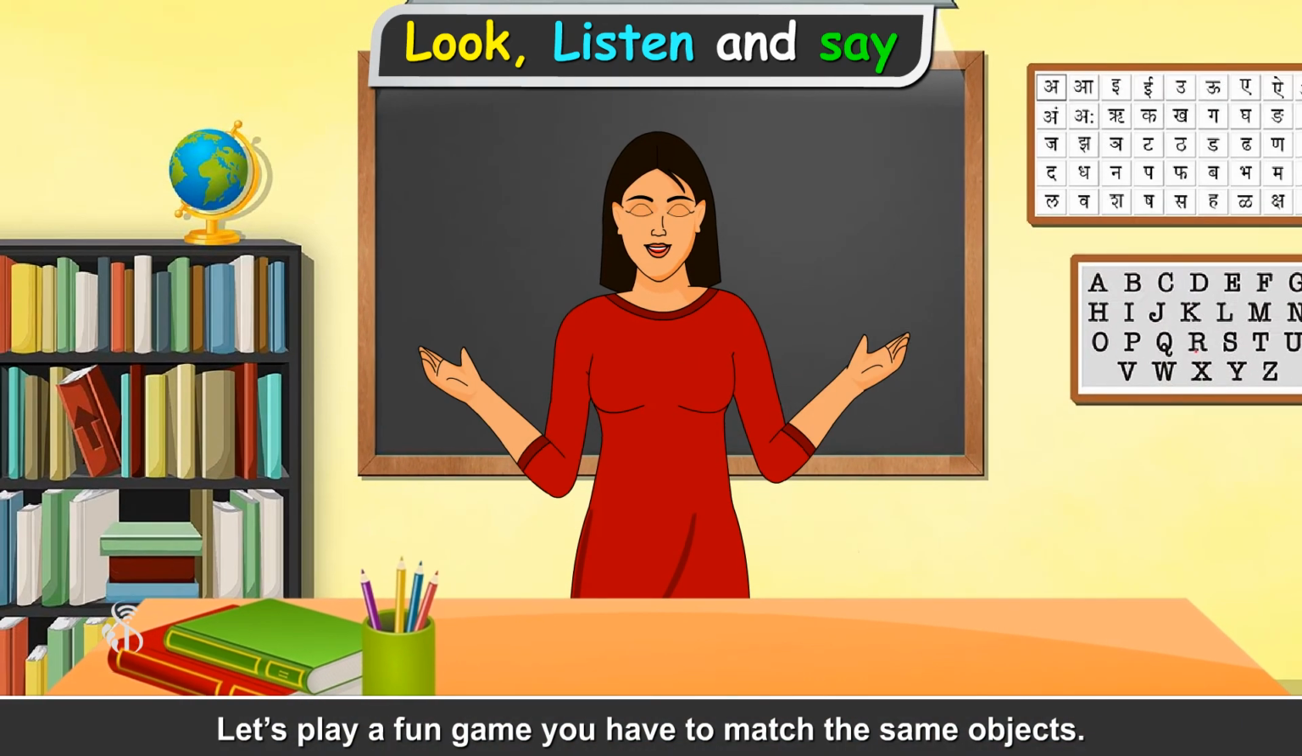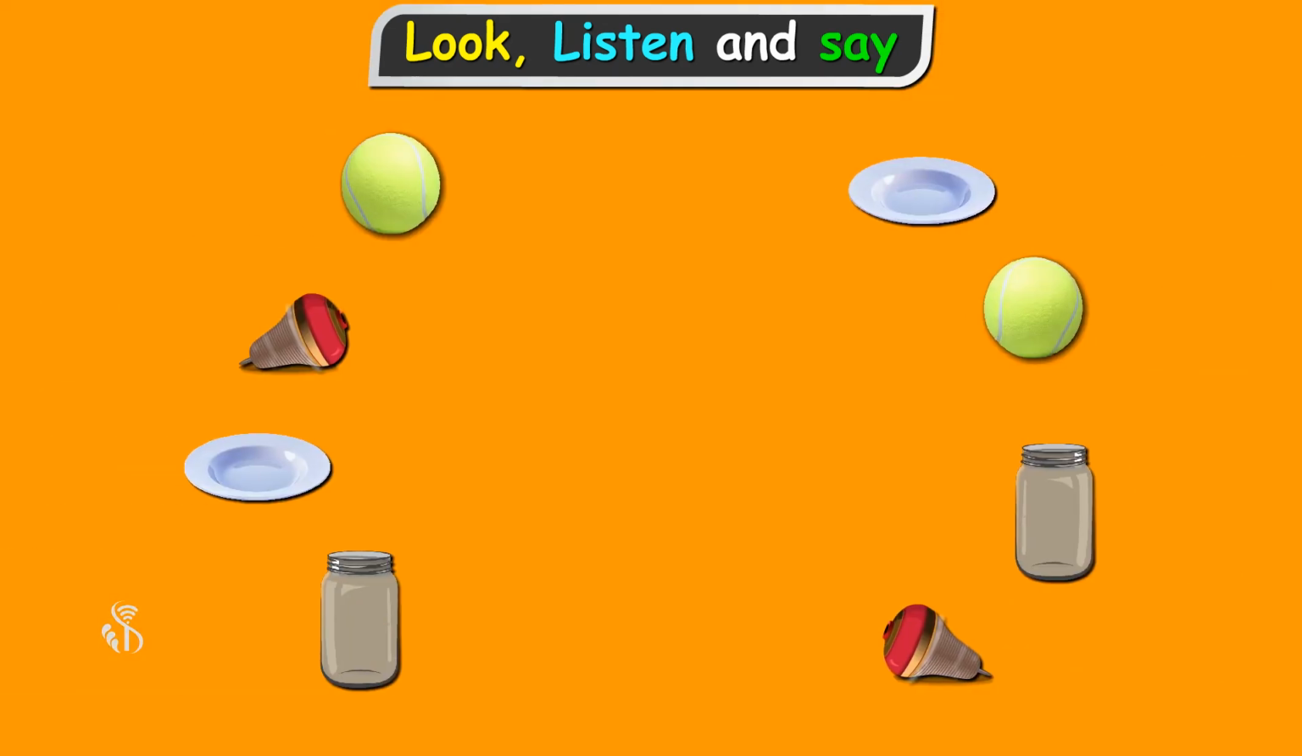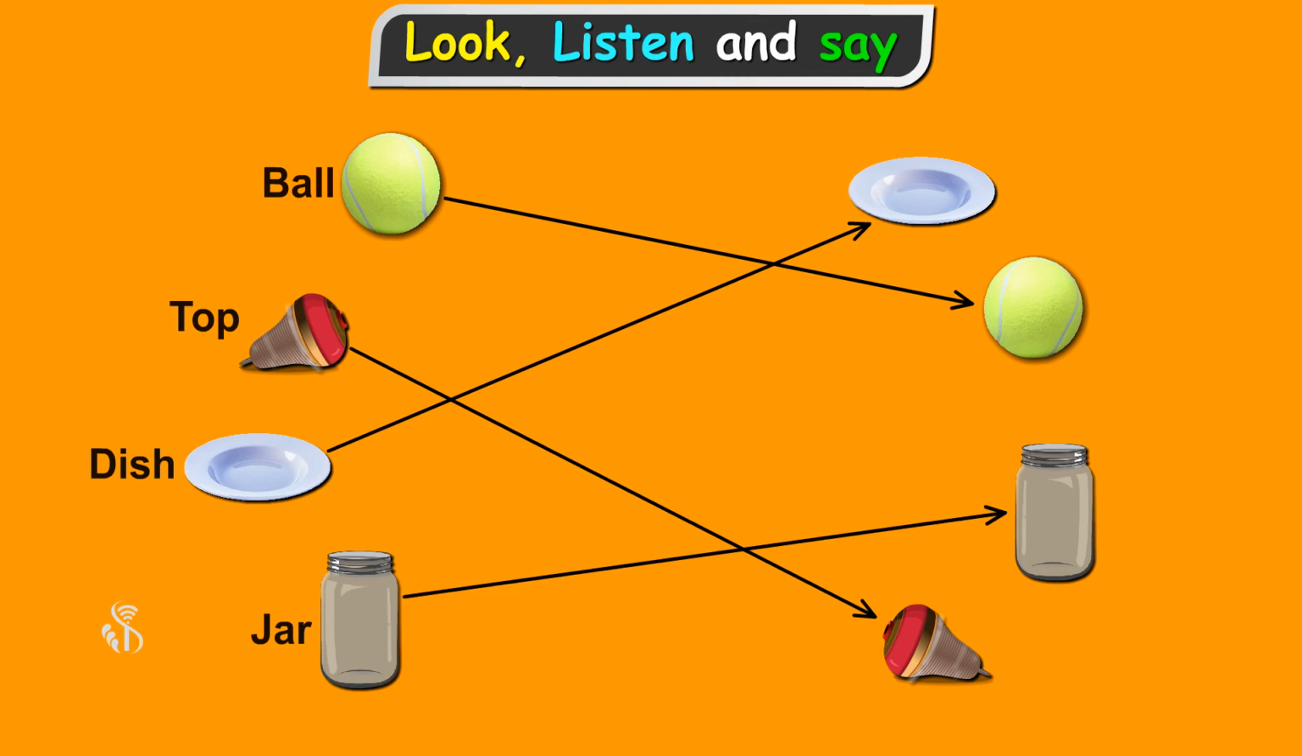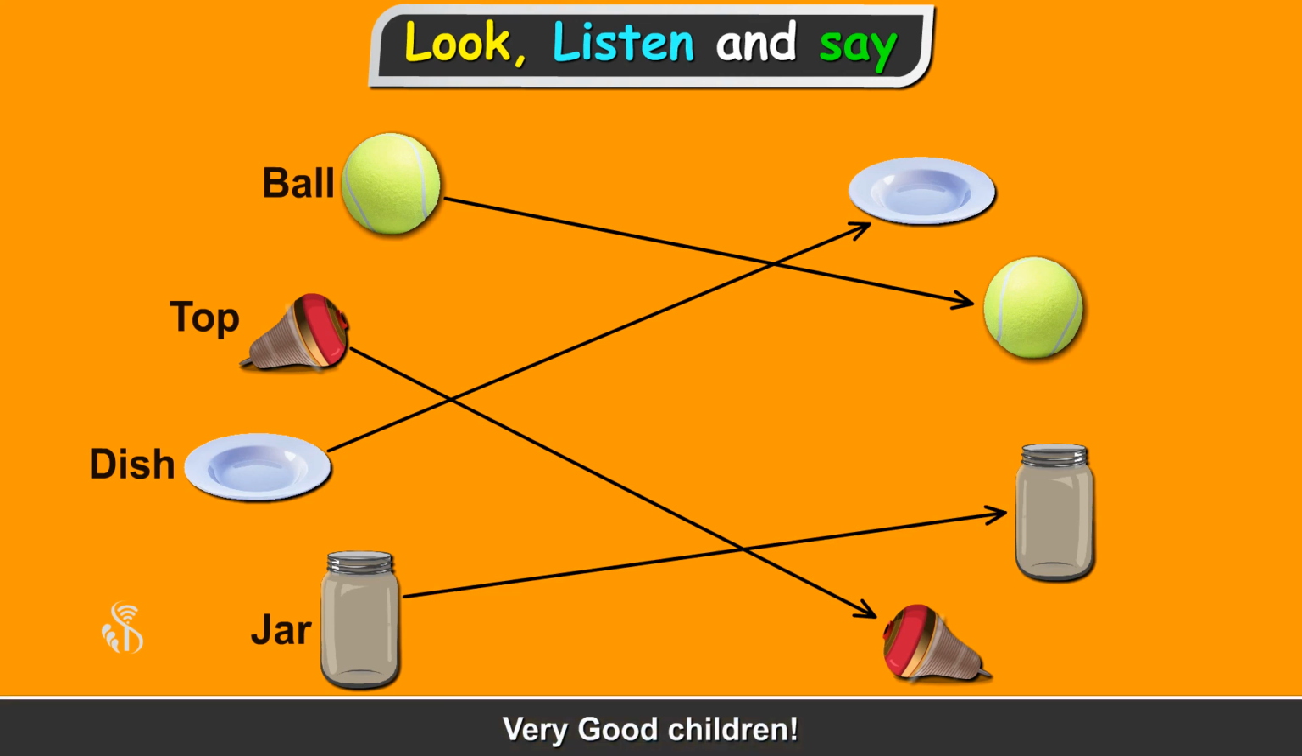You have to match the same objects. Ball. Ball. Top. Top. Dish. Dish. Jar. Jar. Very good, children.